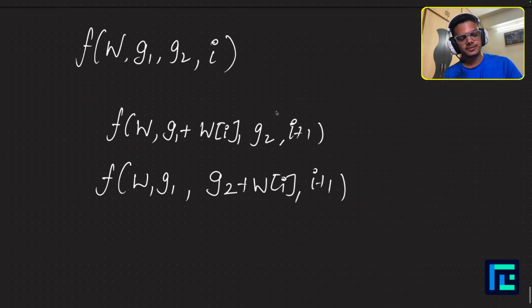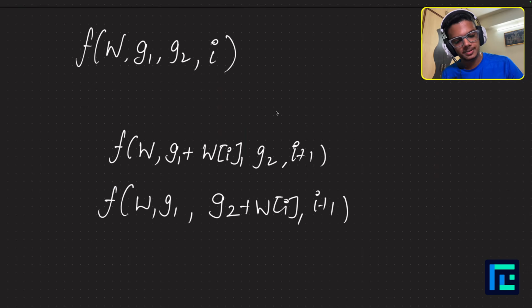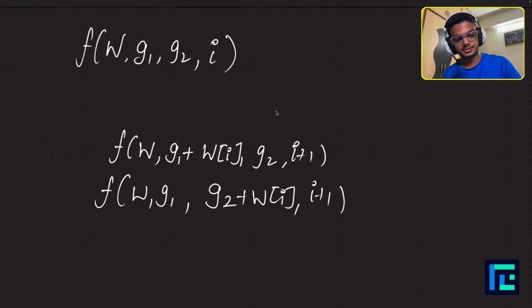So this f can be further decomposed into 2 parts. But what is the base case? This will go on happening, but what is the base case? The base case will be when we have considered all the possible elements. The base case will be if I is equal to n, or you can say length of weights. Then this is our base case.